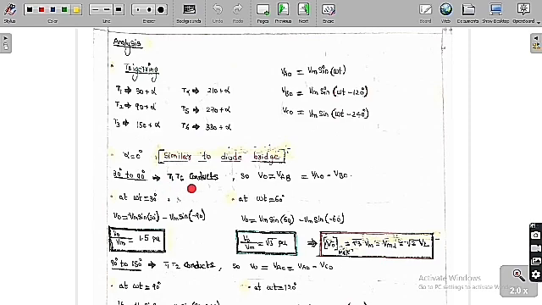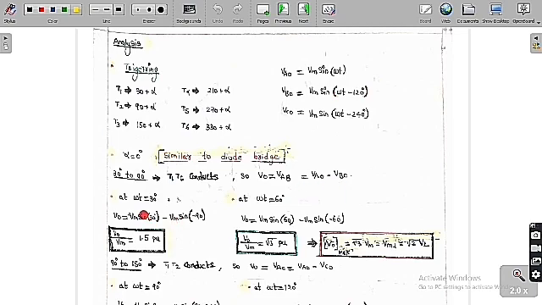When T1 and T6 conduct, the output voltage is equal to the line voltage VAB. So the output voltage is equal to line voltage VAB, and VAB is equal to VA0 minus VB0. I have already told you this.